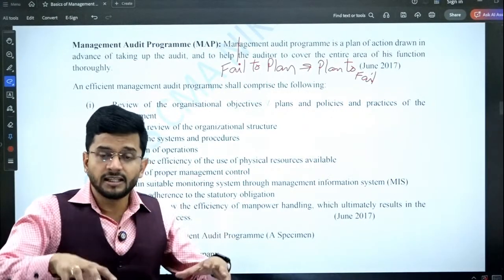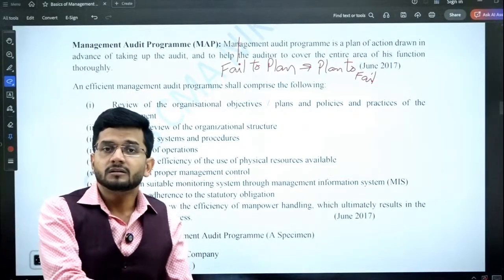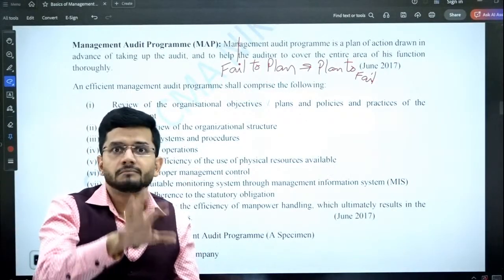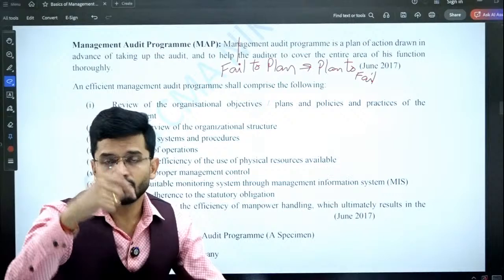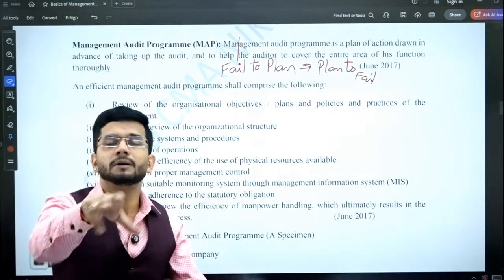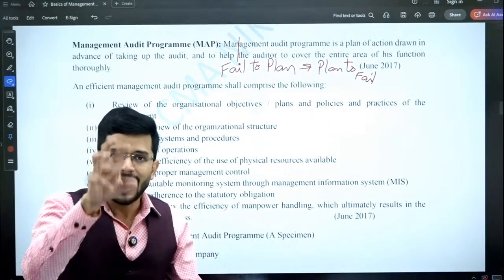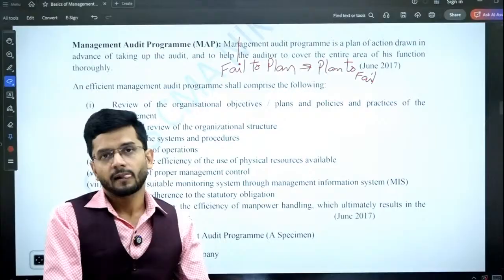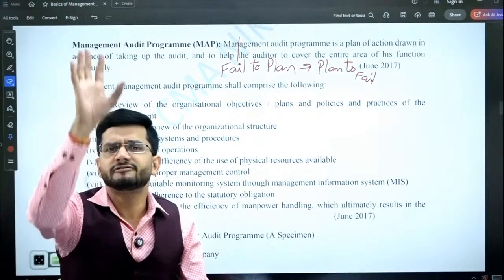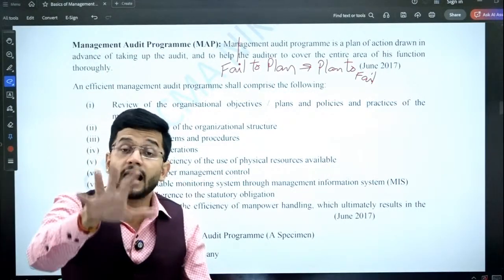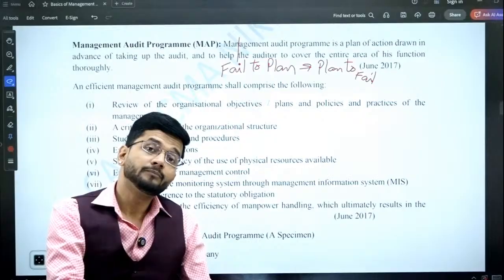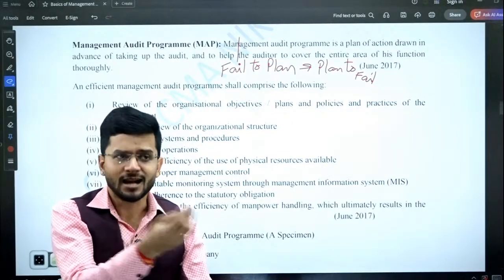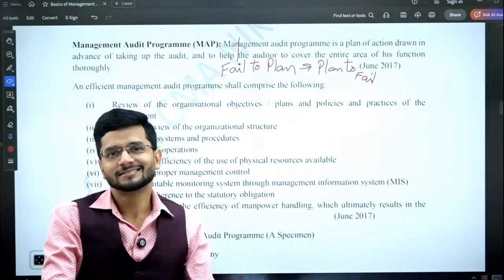Planning is the core of any exam that you give. Discipline by far is the core of any exam that you give. You have to be disciplined. You have to plan your studies in a proper way. No one is asking you to study for 15 hours or 20 hours a day. No one. But at least study for 8 hours a day, and that too consistently.